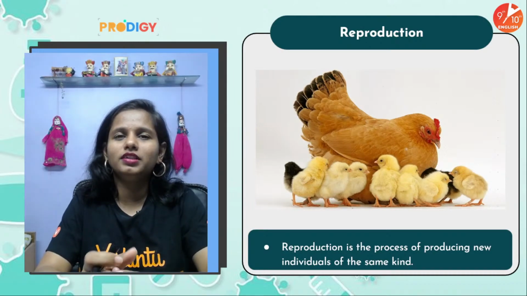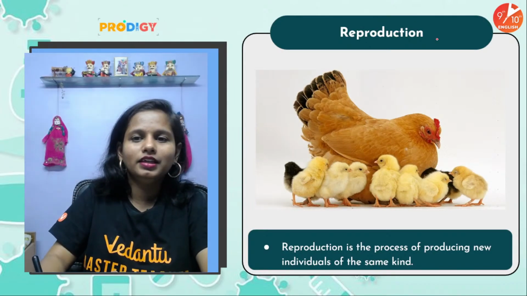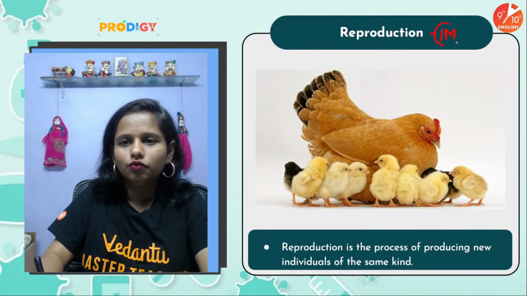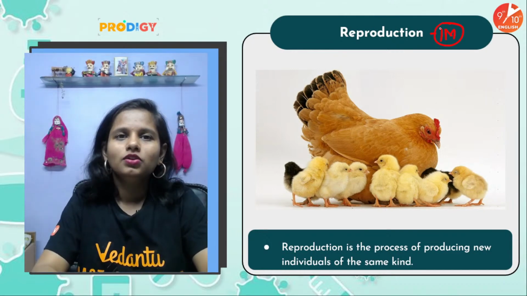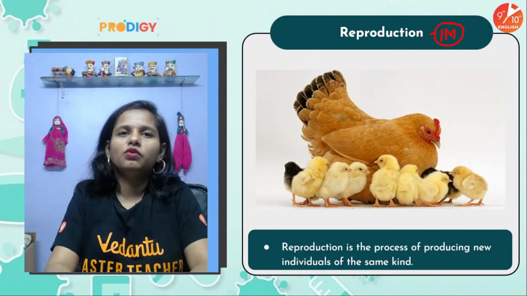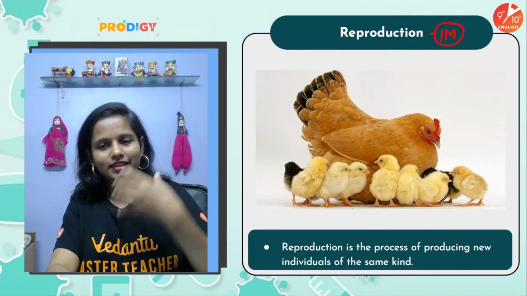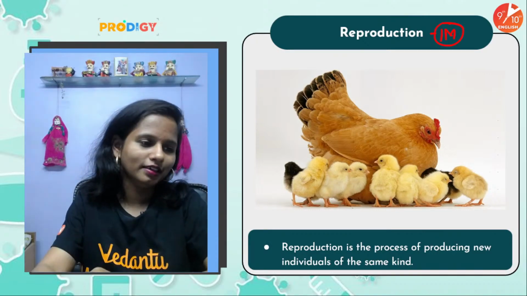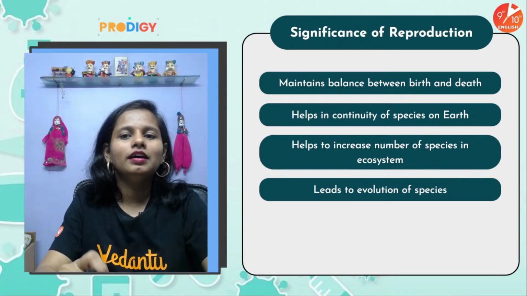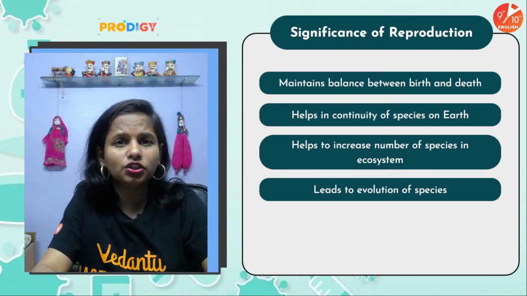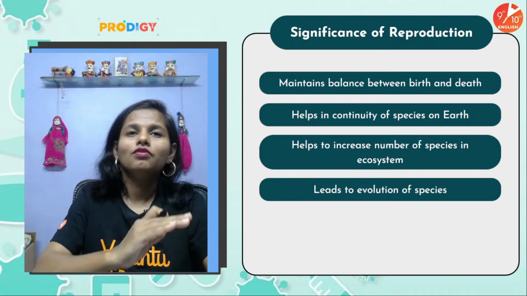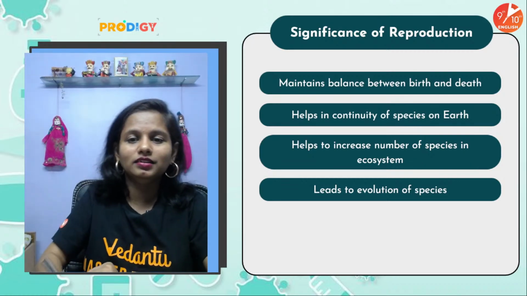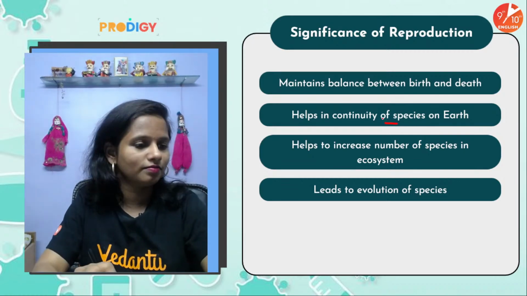So guys, what's the definition of reproduction? This definition is asked for 1 mark. Giving birth to young ones of its own kind is what we call reproduction. Right? Now, significance of reproduction. Why is reproduction essential? For continuity of life on planet Earth, for continuity of species.